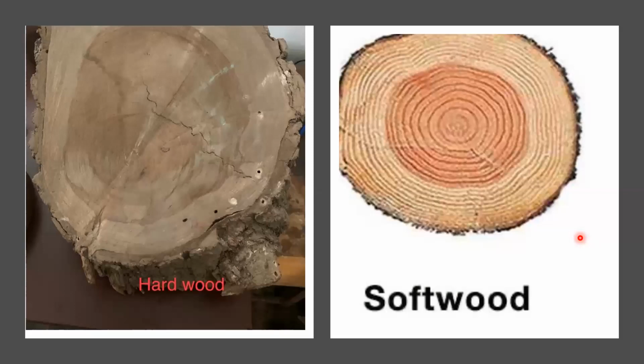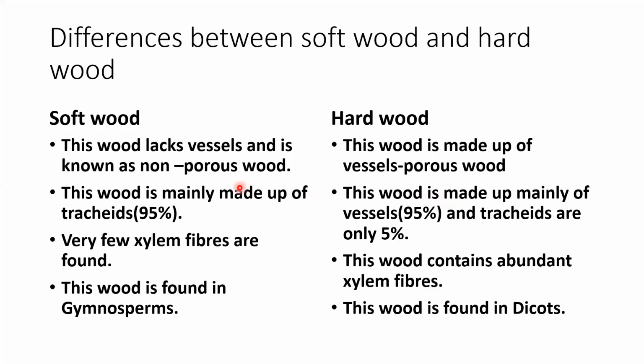Now, what is hardwood and what is softwood? Hardwood is hard, softwood is soft. As the name indicates, hardwood is made up of secondary growth of the xylem tissue. Softwood is also made up of secondary growth of the xylem tissue, but hardwood is made up of more vessels and fewer tracheids. This is found in angiosperms. Softwood is made up of more tracheids and fewer vessels, and this is found in gymnosperms. We can see the differences between softwood and hardwood.